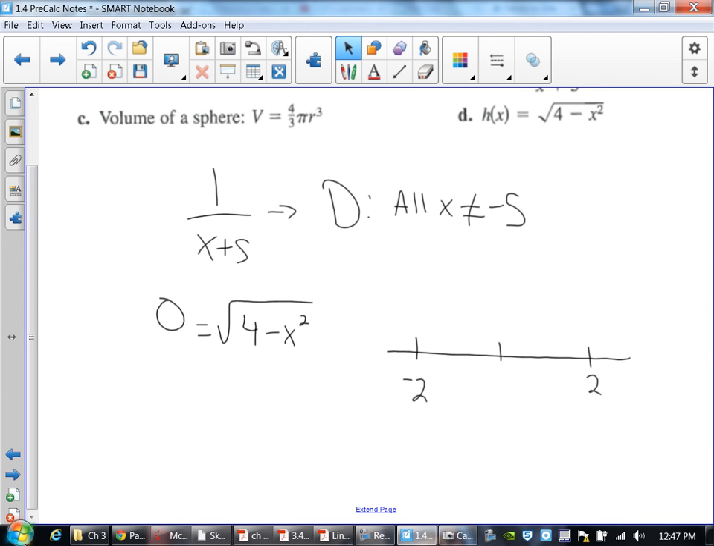Does 2 work? What's 2 squared? What's 4 minus 4? What's the square root of 0? So it works. Okay. Does -2 work? What's -2 squared? What's 4 minus 4? What's the square root of 0? So they both work, right?